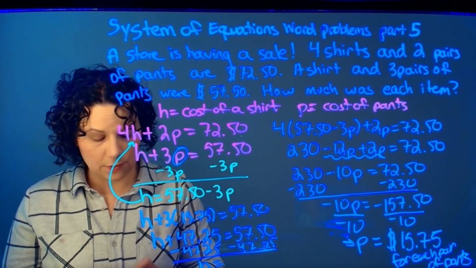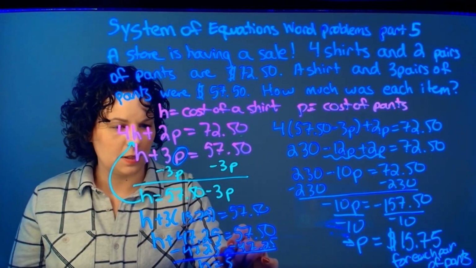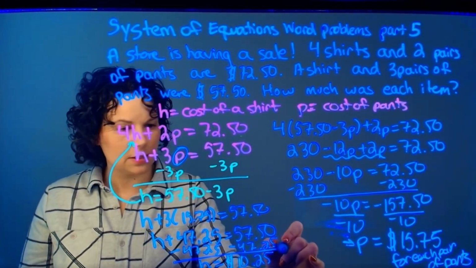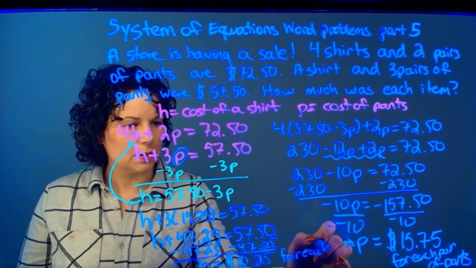$57.50 minus 47.25 is going to give me $10.25. Ooh, I'm running out of space. For each shirt.